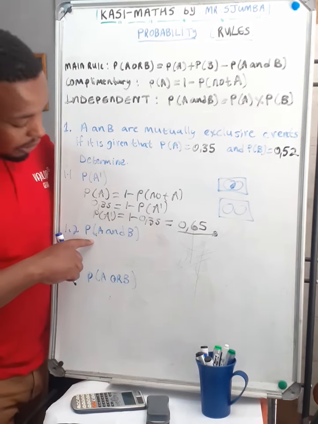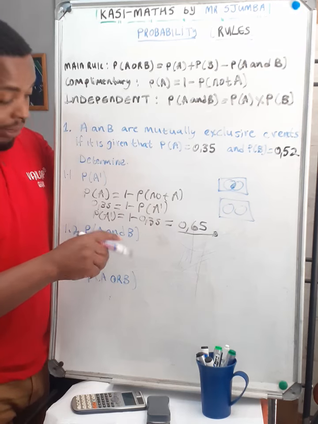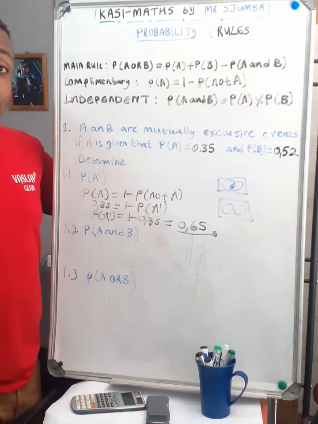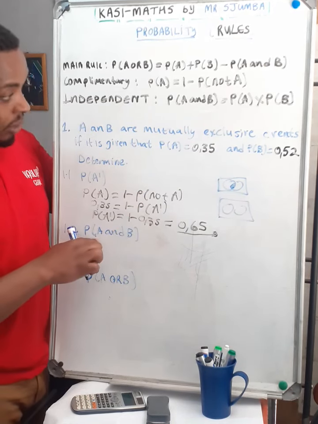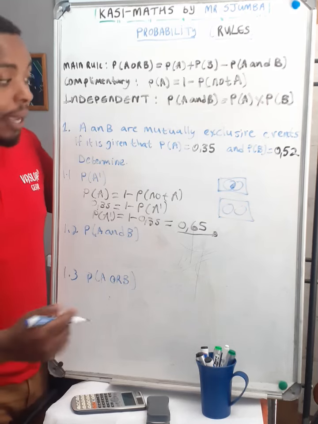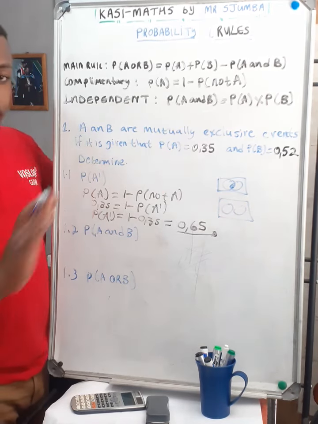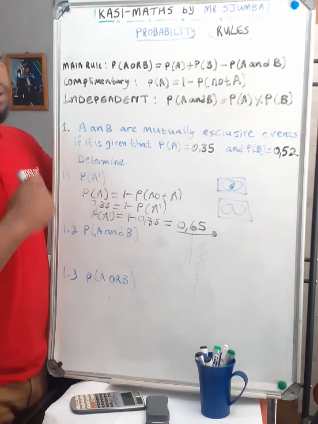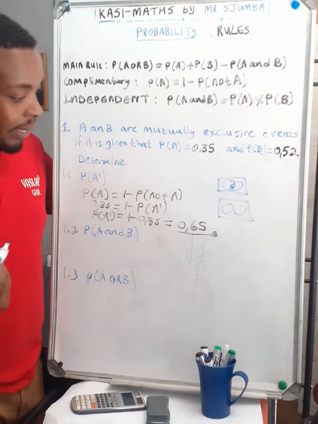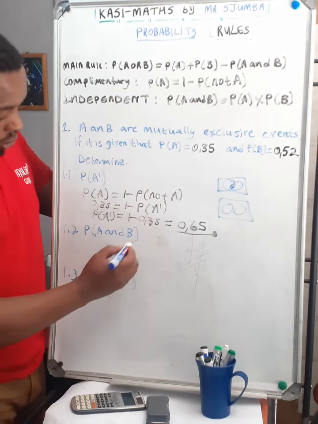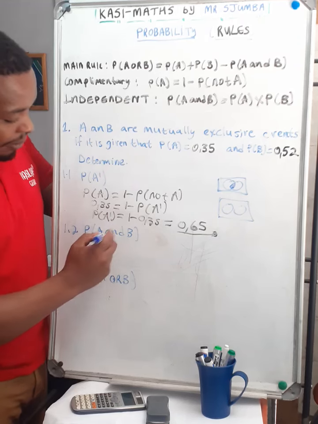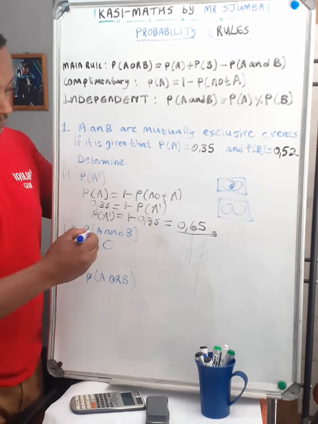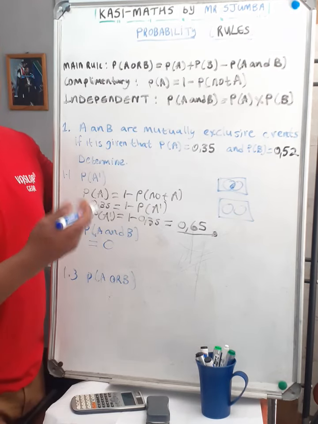So now the probability of A and B, we're looking for a probability. They didn't say that the events are independent. If they had said the events are independent, what would we do? We would take the probability of A and multiply by the probability of B. So in the statement they didn't mention that. But we see that since they are mutually exclusive, it means they are disjoint, there is no intersection. So the probability of A and B will be 0. There is no probability of A and B because they are disjoint.